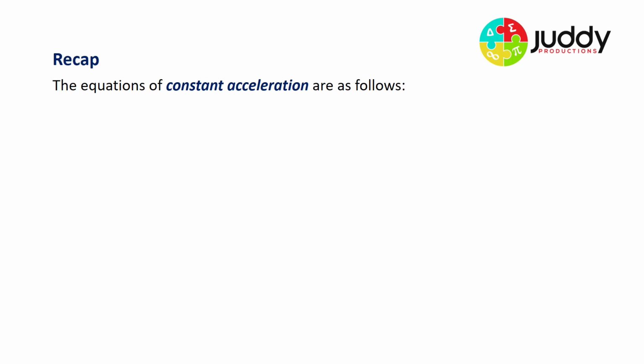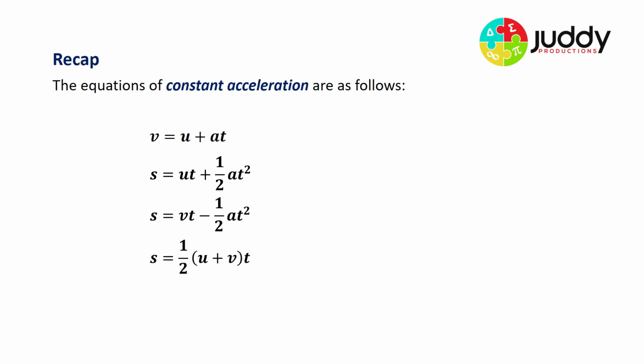So let's recap the equations that we have available. The following 5 equations provide us with the tools to calculate unknown Ss, Us, As, Vs, and Ts, what we refer to as suvats. So first of all, our first equation is V equals U plus AT. Our second equation, S equals UT plus a half AT squared. Our third equation, S equals VT minus a half AT squared.